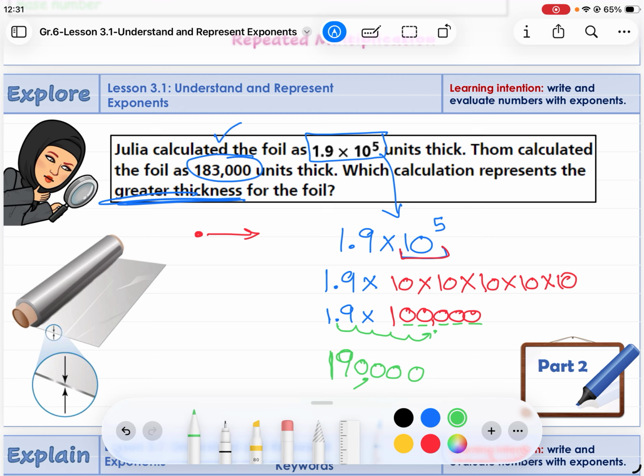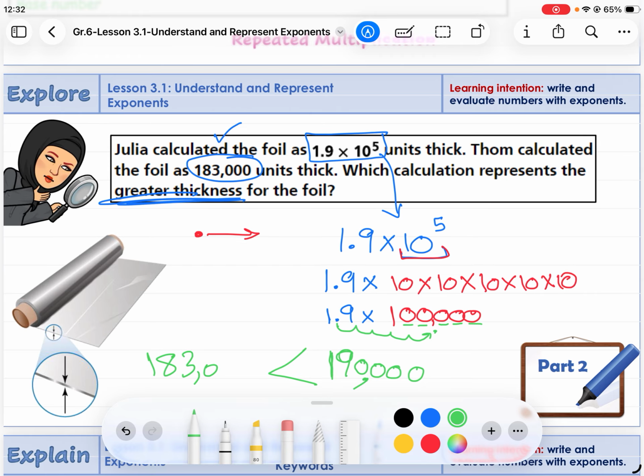And now, the second part of the question is you guys need to compare it. So Julia got 190,000 while Tom got 183,000. So we can compare which one has a greater thickness. That means Julia has a greater thickness because 190,000 is way greater than 183,000.